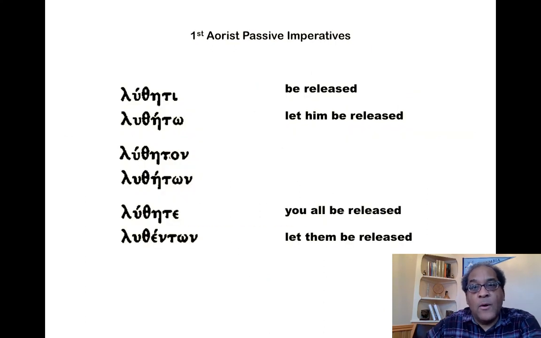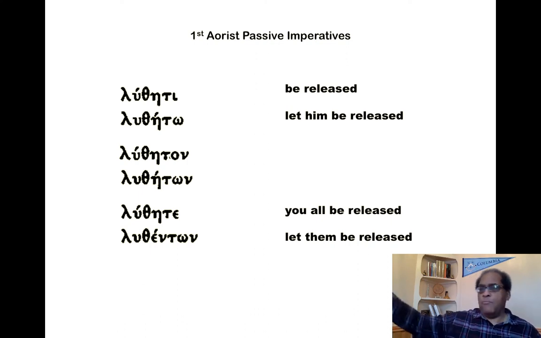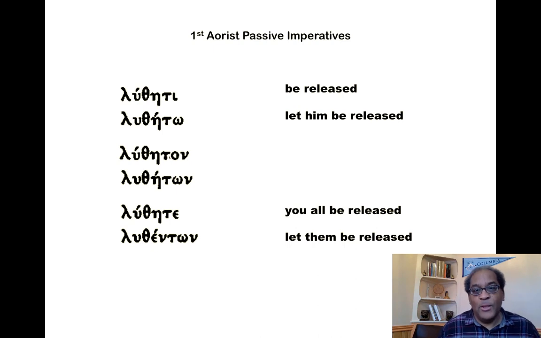Okay, so finally, we're going to look at just the first aorist passive imperatives. These are very, very rare, but they do exist. So you have λύθητι, you're saying to someone, be released. Λυθήτω, you're saying to a third person singular, let him be released. Let that prisoner be released. And then λύθητε, let you all be released. And then finally λυθέντων, let them be released.